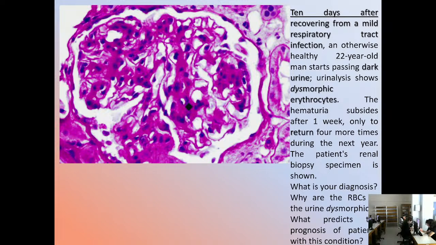And this is a morphological pattern which is most consistent with the most frequent glomerulopathy, which is IgA nephropathy. This is an immune-mediated glomerulopathy, and clinically it appears some days after an infection, either of the gastrointestinal tract or the respiratory tract. What does the patient do? He sees that his urine becomes red.